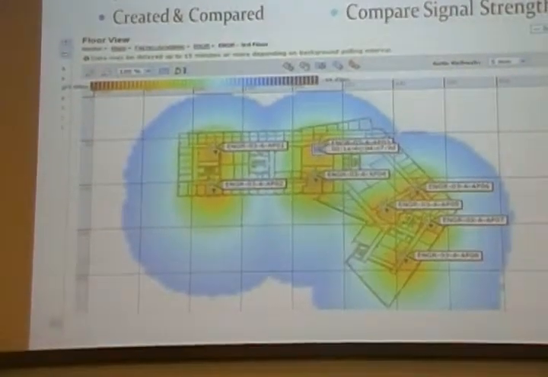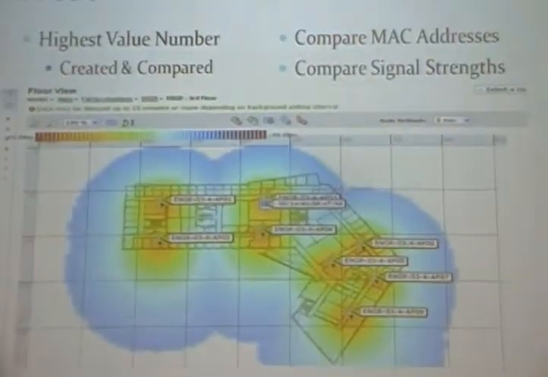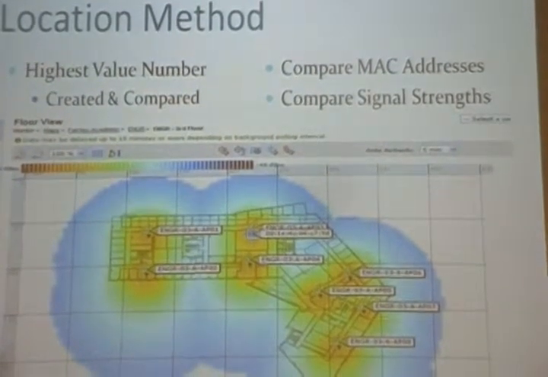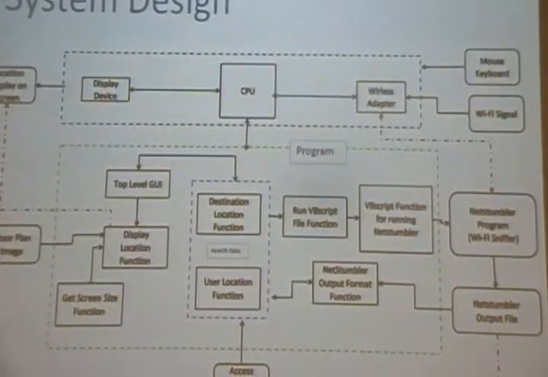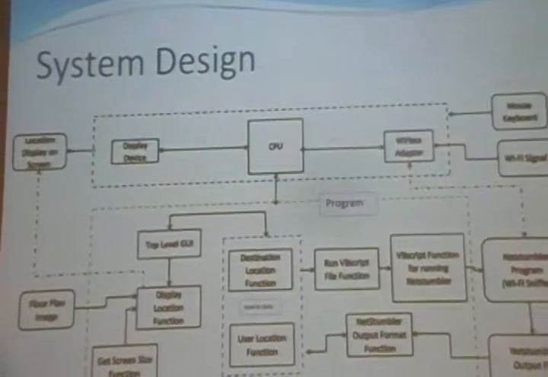That number is then compared, and if that matches, then the MAC address and the signal strengths are compared. If they match within a given margin, then you have found their location. The location method was essential for our search class. It was needed in order to find location.